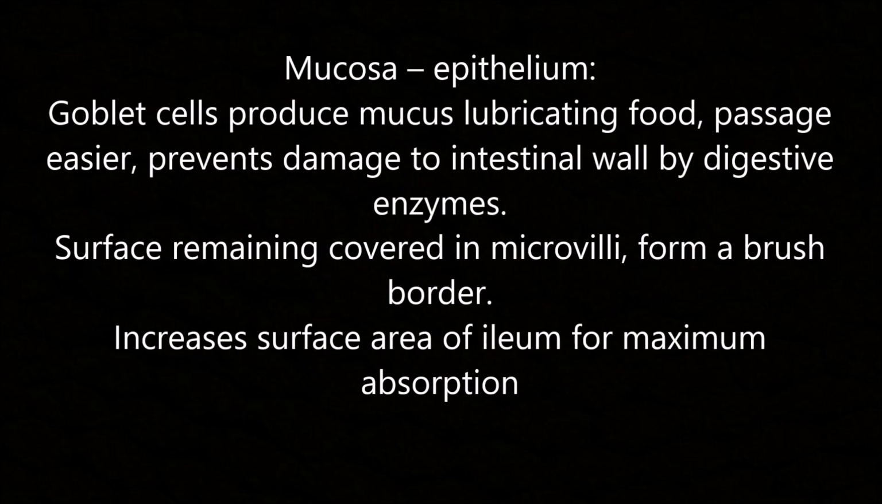The mucosal epithelium has goblet cells producing mucus, lubricating the food so the passage is easier. It also prevents damage to the intestinal wall by digestive enzymes, while the surface remains covered in microvilli forming a brush border. This increases the surface area of the ileum for maximum absorption.